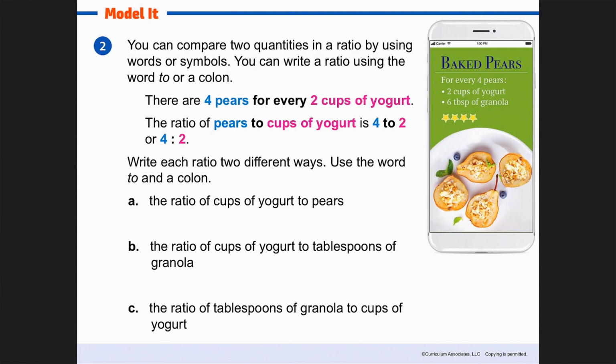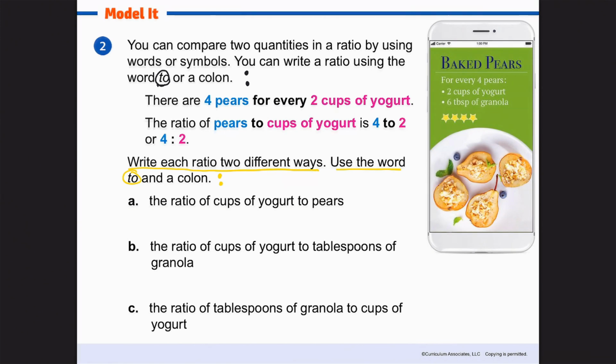It tells us we can compare 2 quantities by using words or symbols. So we're going to use either the word "to" or a colon, which looks like that. When we go down here, it says write each ratio 2 different ways. Use the word "to" and a colon. So we're going to be using that recipe to write these ratios.